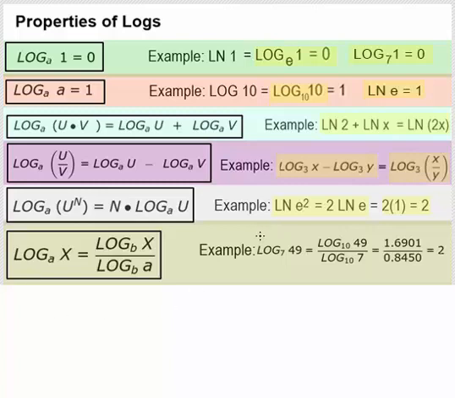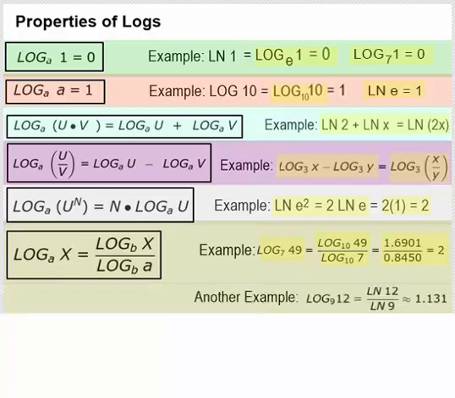Here's an example. Base 7 log of 49. By this property, we can write this as base 10 log of 49 over base 10 log of 7. Now, if we put those numbers in our calculator and divide out, we get 2. Well, we could have figured this out without this rule because we know that 7 squared is 49. So I'll show you another example where we can't figure it out that way.